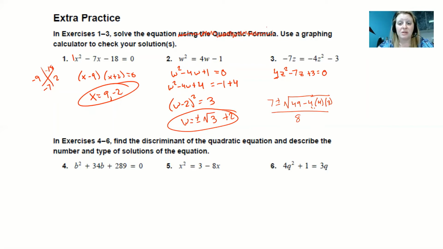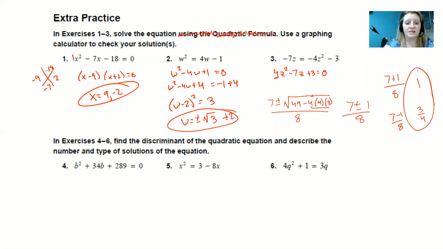So if I do 4 times 4 times 3, I get 48. And 49 minus 48 is a nice pretty 1. So the square root of 1 is just 1. So either my answer will be 7 plus 1 over 8, or it'll be 7 minus 1 over 8. I have to consider both scenarios. So this will become 1, and this will become 6 over 8, which is 3 over 4. So these are my two answers for z in this problem.